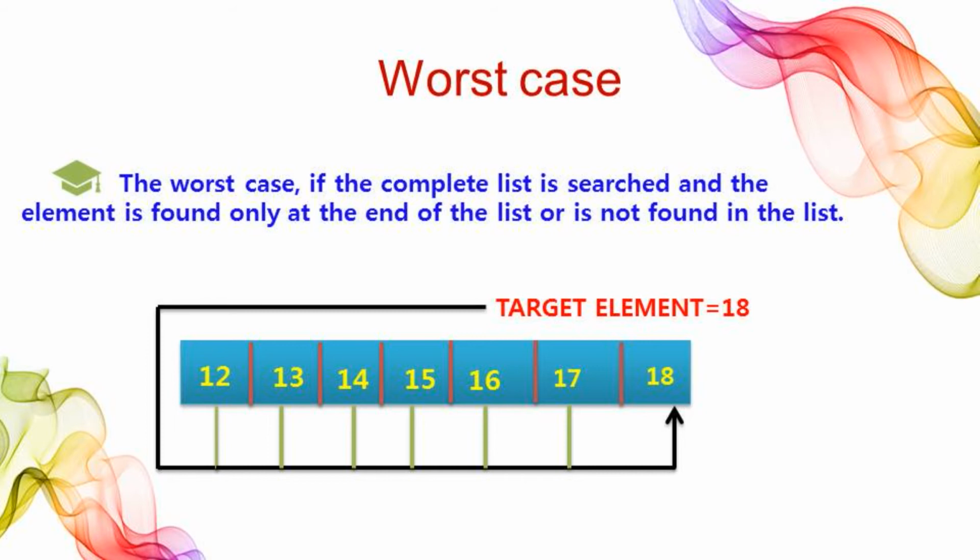See here, at the last position, after comparing all the elements, we are able to find the target element. Because of this, this algorithm is the worst case. The worst case of an algorithm is expressed as big O of n, because n comparisons are required to complete the search.